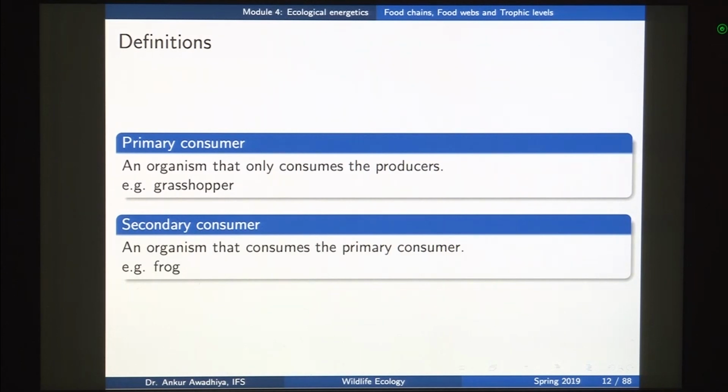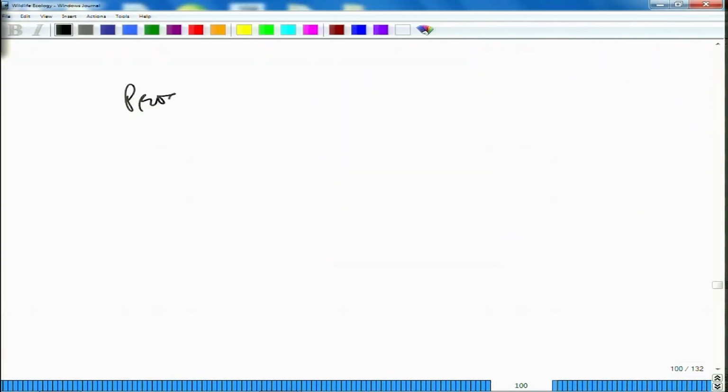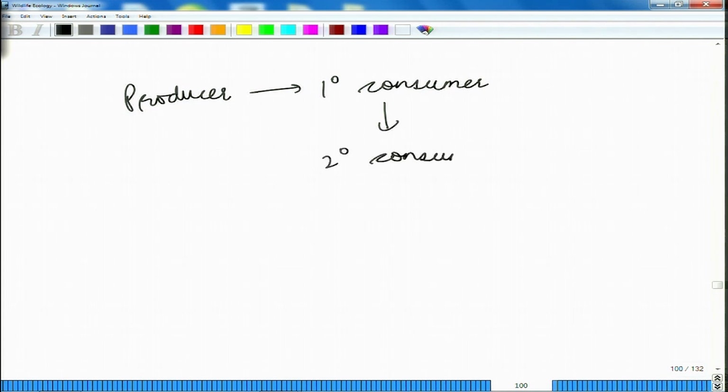So, we have the producer. So, you have the producer that is eaten up by the primary consumer, which is then eaten up by the secondary consumer, which is then eaten up by the tertiary consumer, which is then eaten up by the quaternary consumer, and so on.